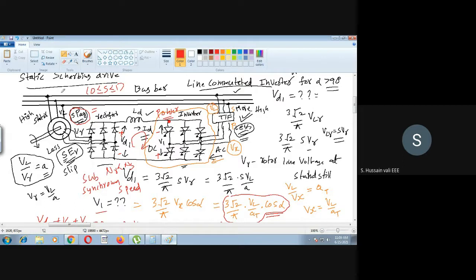So if the slip is between 0 and 1, it means you are operating your induction machine in motoring mode. So that is this slip. This circuit diagram you will use only for the motoring condition of your induction machine, that is, the slip is between 0 and 1, when you have the uncontrolled rectifier.